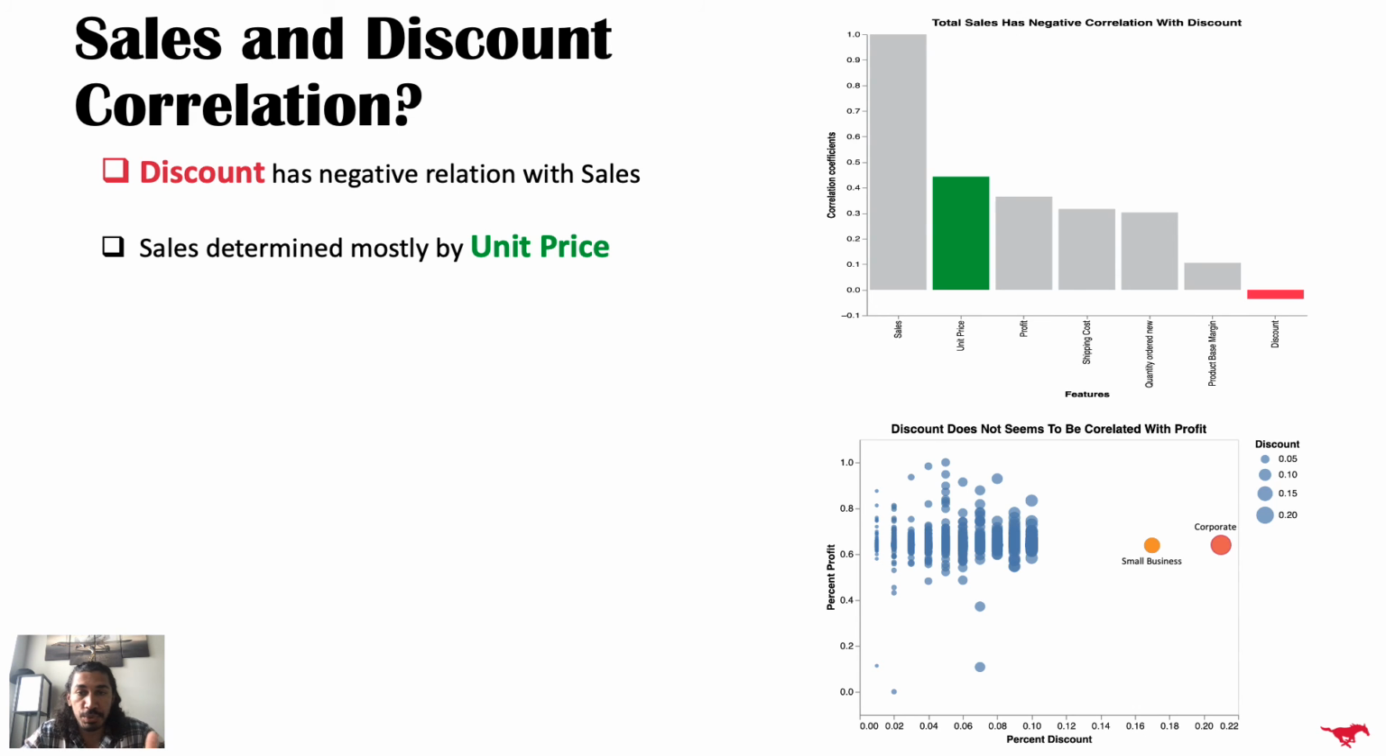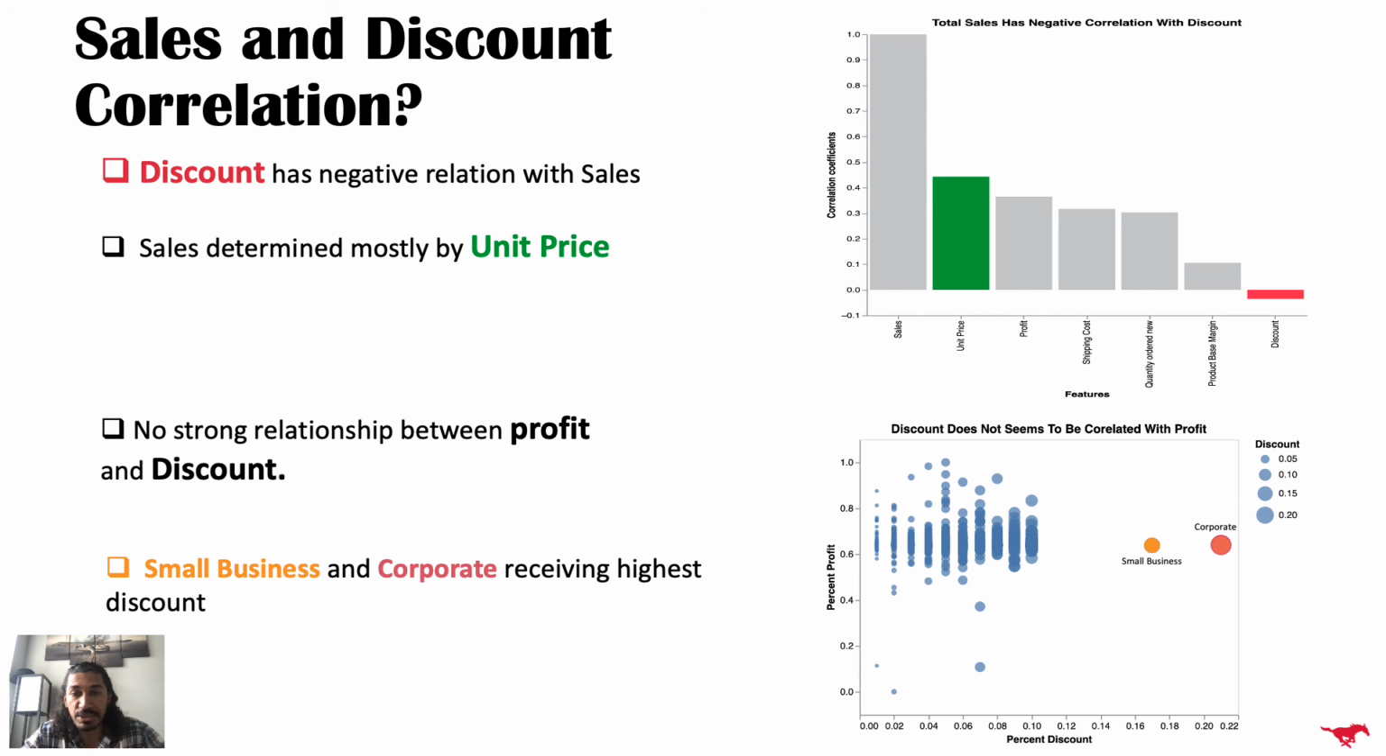There are only two business segments here: the small business and the corporate segments are actually getting a large amount of discount, but the profit they bring is not so good. It's still within, or maybe less than, the average.